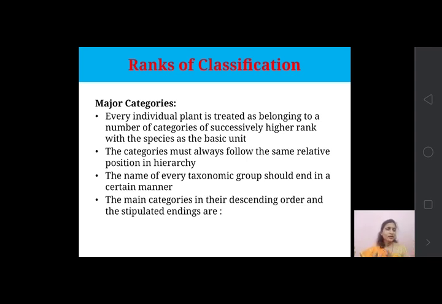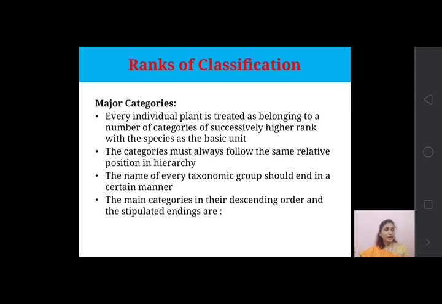Okay, so there are some major categories present. Every individual plant is treated as belonging to a number of categories. One particular plant is placed in categories which belong to different ranks. For example, Hibiscus rosa-sinensis. There is the hibiscus plant, in Marathi it is called jaswan.